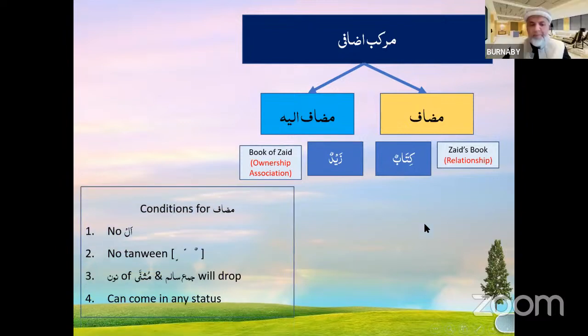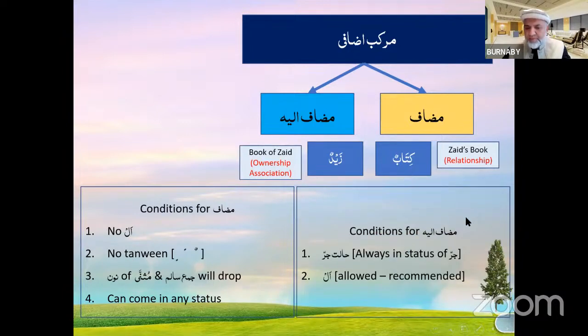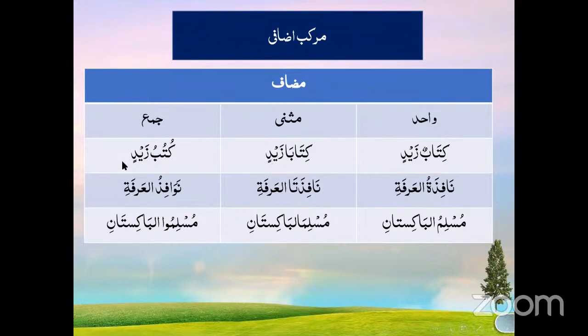Okay. So what happens on the Mudaf? There is no Al and there is no Tanween. So this Kitab will become Kitabu. Yes. So there is no al on the mudaf and there is no tanween, and the mudaf ilayh has to be in the status of jar and the al is allowed. Yes. So it will become kitabu, kitabun zaidin, kitaba zaidin, kutubu zaidin.